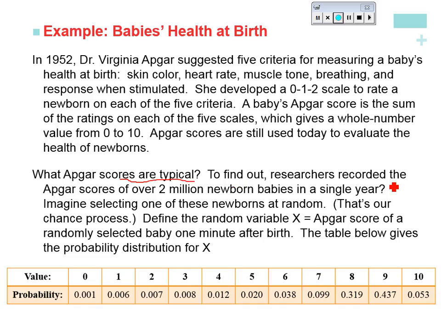To find out, researchers recorded the Apgar scores of over 2 million newborn babies in a single year. Imagine selecting one of these newborns at random. That's our chance process in this case. Let the random variable x equal the Apgar score of a randomly selected baby 1 minute after birth. The table below gives the probability distribution for x. Notice that it gives you all the possibilities from 0 through 10. That's all the possible scores. And this was the probability that a baby chosen from the 2 million newborns had that score, based on their sample.